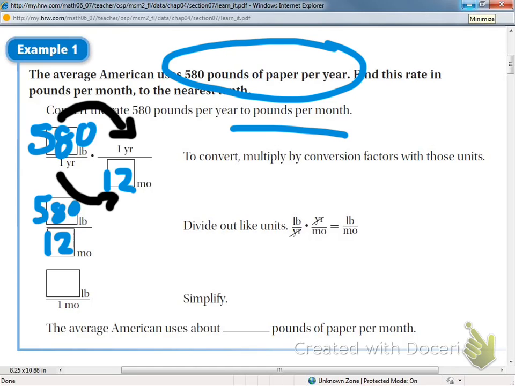Now we're going to divide. So 580 divided by 12 is 48.3 pounds per 1 month. So the average American uses 48.3 pounds of paper per month.